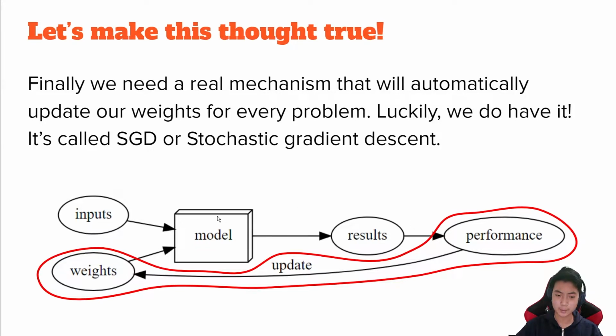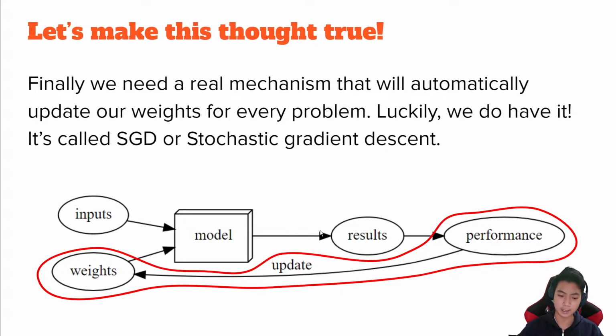Now that the model has been changed, let's replace this part right here: the performance, and then updates the weight according to the performance. What can we change it to? Luckily, we have a thing called SGD, or stochastic gradient descent, which basically updates our weights according to the performance. And now we have all of the parts enabled. We have made an AI now.